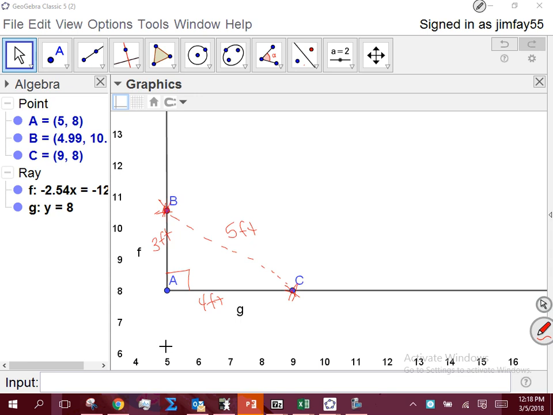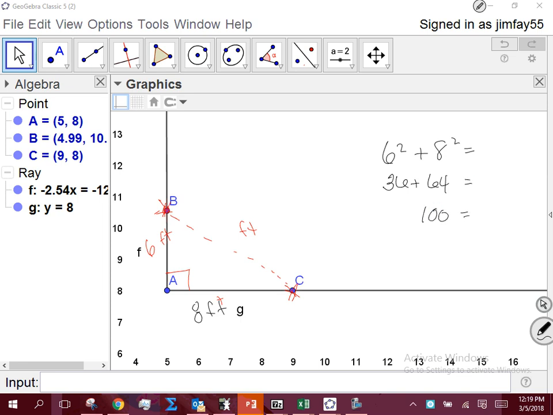Let's think about this. Could they go on 6 feet and 8 feet? That's 6, and that's 8. What would they have to measure across the hypotenuse? 6 squared, 8 squared. What's 6 squared? 36. What's 8 squared? 64. What's that equal?